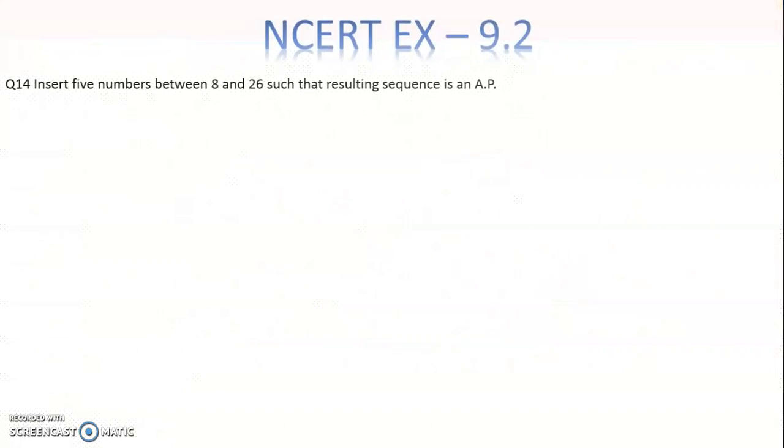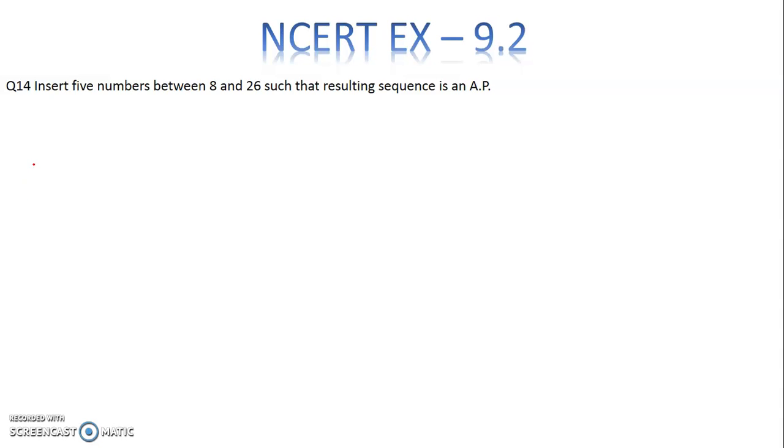So as we had already started exercise 9.2 and I have solved the difficult questions, we will be solving more difficult questions. Now see question number 14. It says you have to insert 5 numbers between 8 and 26 such that the resulting sequence is an AP. This means between 8 and 26, how many numbers do you have to insert? 5. 1, 2, 3, 4, 5.